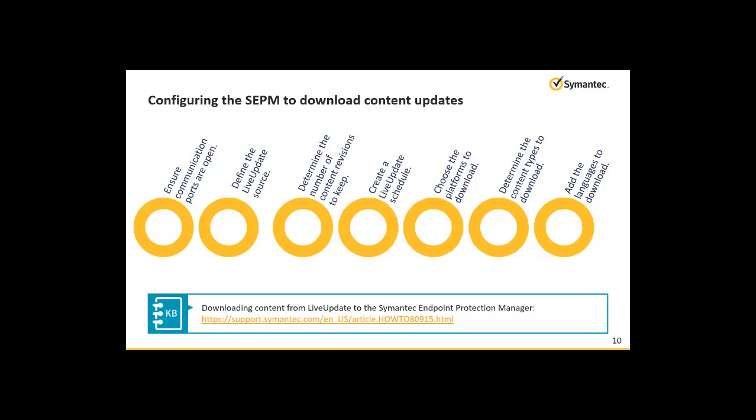Platforms can include 32-bit Windows, 64-bit Windows, Mac computers, or a combination of platforms. Determine the types of content to download and in which languages to download. A site is defined as one or more SEPMs with a single database. Only one SEPM in a site downloads content from Live Update. Other SEPMs in the site retrieve their content from a shared database.